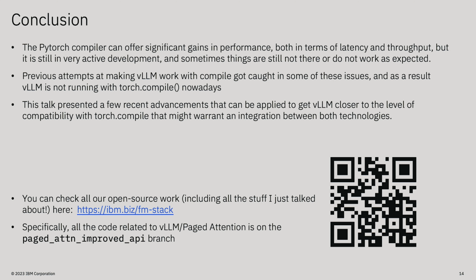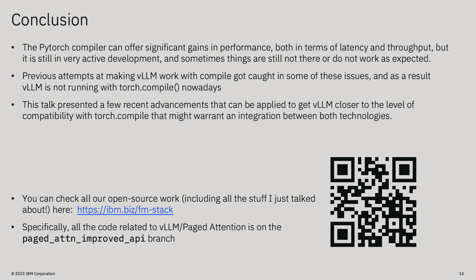That being said, and because I'm running out of time, the conclusion is basically yes, the compiler can offer significant gains in performance, although it should probably be combined with CUDA graphs, especially for smaller workloads like this. But it also is still very much in development, and these numbers will probably look different next month with the nightly build, or PyTorch 2.3 when it releases in May or so. It will look very different from what I'm showing here.